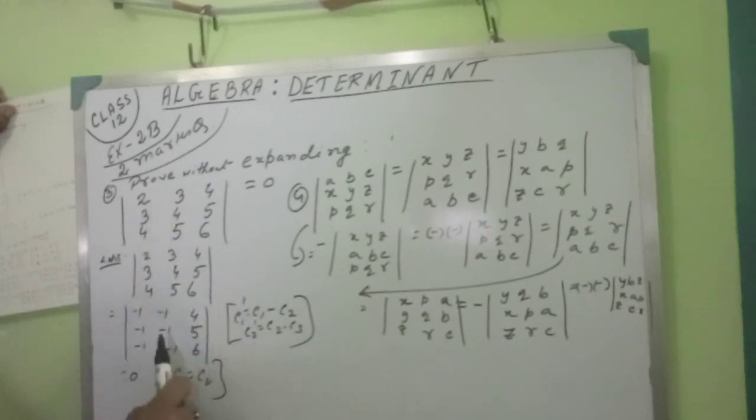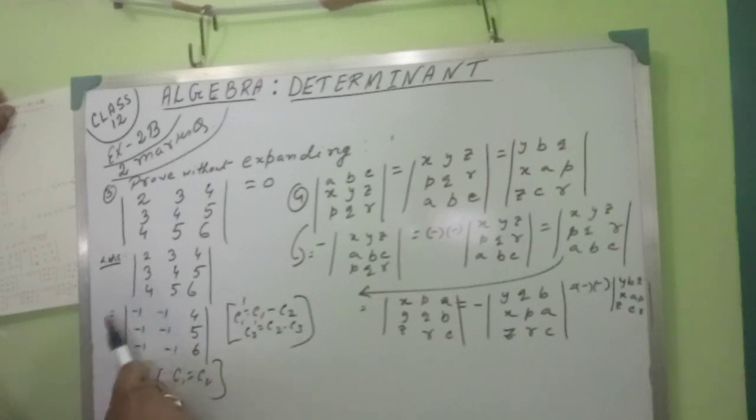Similarly, second column, that is 3, 4, 5. We have to change the second column, and C2 dashed will be C2 minus C3. This operation we have to give. So 3 minus 4 again minus 1, 4 minus 5 again minus 1, 5 minus 6 again minus 1. And the third column will remain the same. So what have we got?